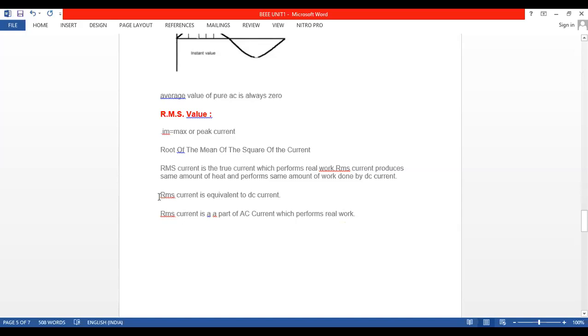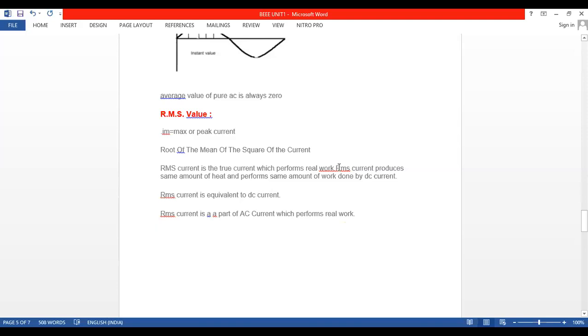So RMS current, what is the next definition, next line? RMS current behavior is similar to the DC current. That's why we require RMS current. Its behavior is equivalent to which current? DC current. So whatever job is done by the DC current will be done by the RMS current. I will show you the RMS current right now with the graph. One more definition: RMS current is the real current or true current which performs real work.